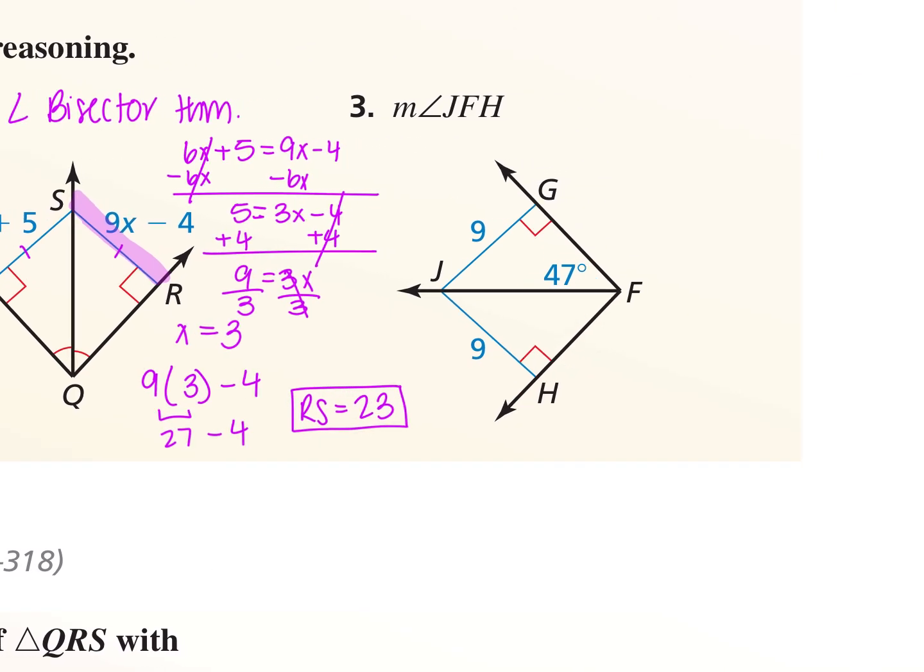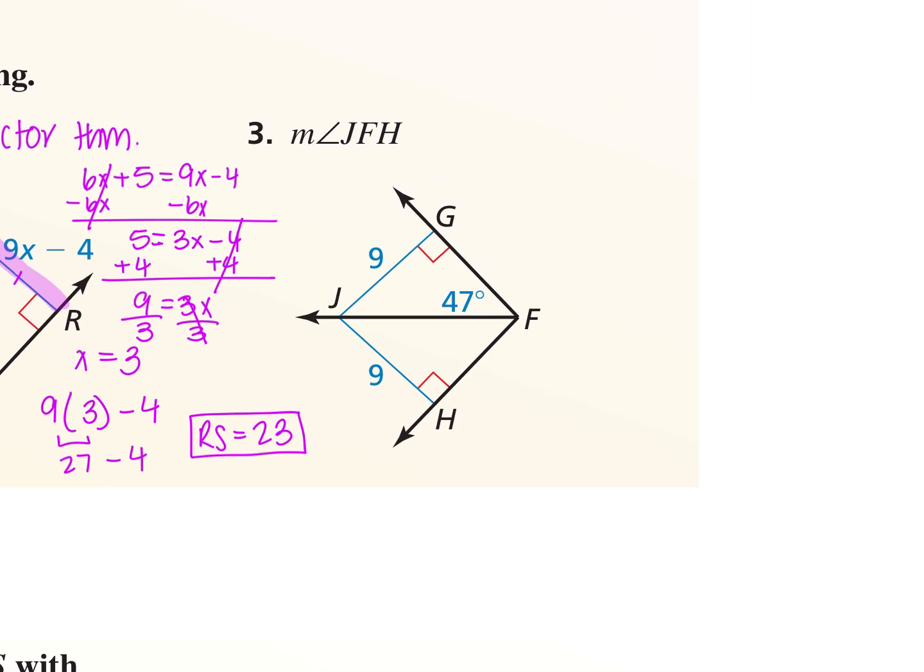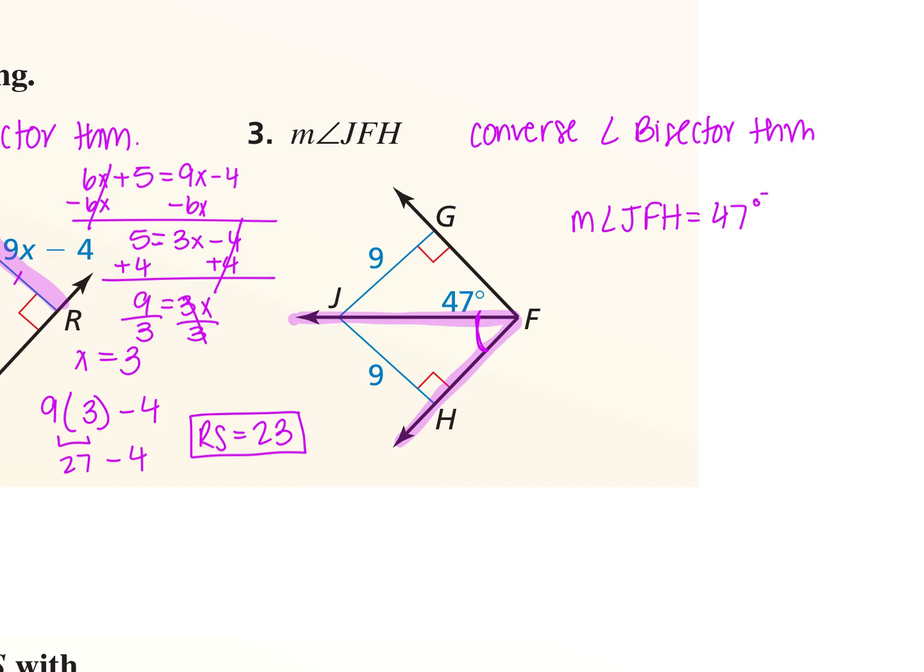And number 3, for this one, I'm still dealing with angles. This one you're going to use the converse of the angle bisector theorem. This one was pretty easy. Yes, I told you guys to skip this one. I actually meant to tell you to skip number 5, but I'll get to that one. If you didn't do this one, that's fine. I feel like we should know what this one is. What would my angle be? Good. The measure of angle JFH is 47 degrees because they're both congruent.